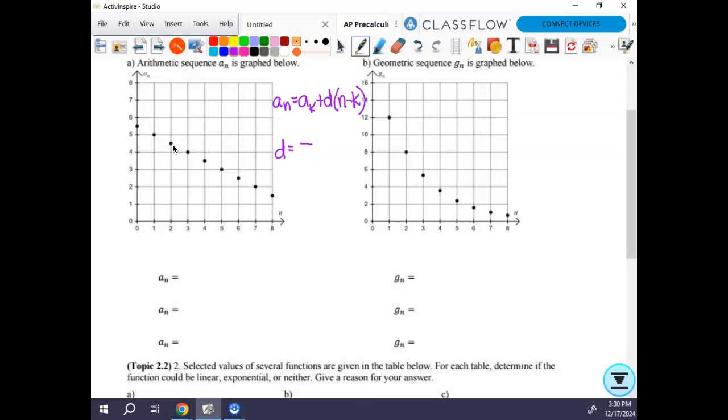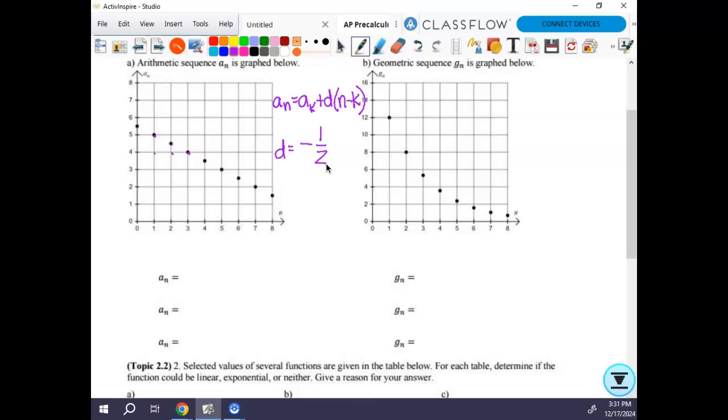I don't know that I want to use that because it's halfway, but if I go from here to here, I go down 1 and over 2. So that would be a negative 1/2. Right? That's your d. Then I've just got to figure out some a sub k's to use.